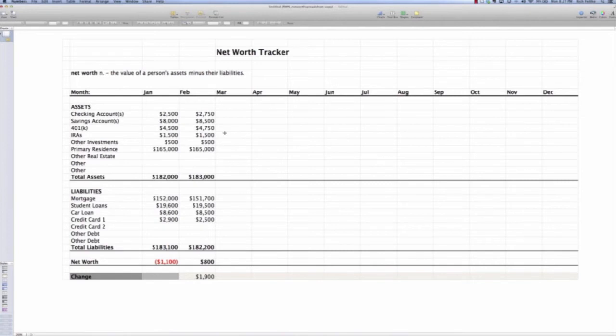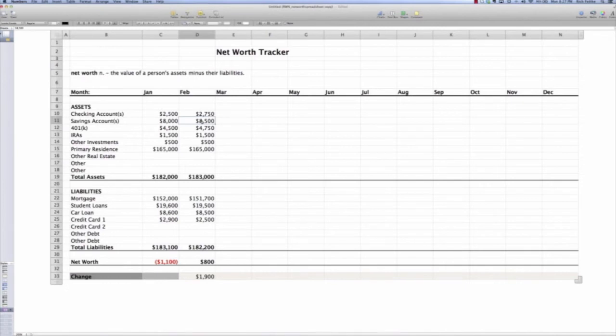Now, this is fun to play with, because if these numbers were very, very different, and let's say we add some zeros here for the fun of it. We're going to come in here and add a zero. Or maybe we'll do that. Savings, they have $80,000 in savings. Okay, let's see what happens here. Now the net worth just went up.